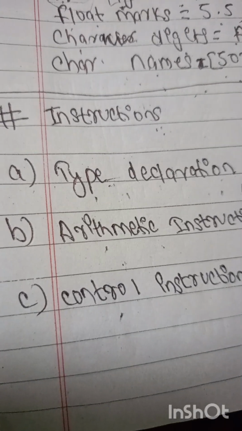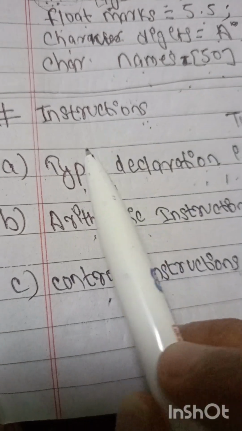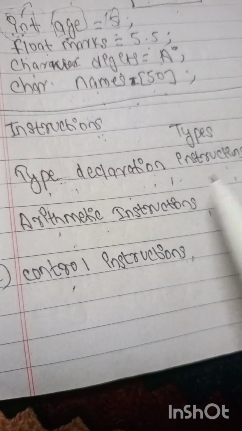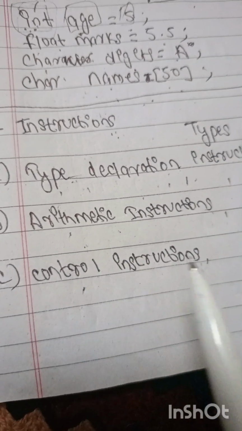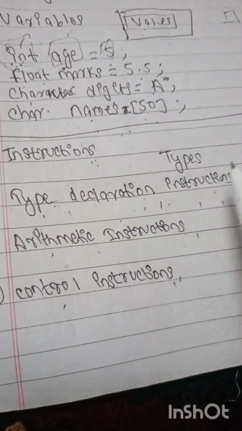Today is our day of learning about C programming. So let's start with the topic of instructions. There are three types of instructions: type declaration instructions, arithmetic instructions, and control instructions. First of all, we'll talk about the type declaration instructions.